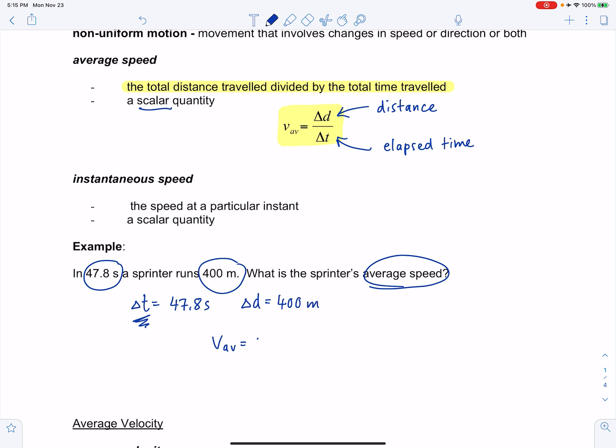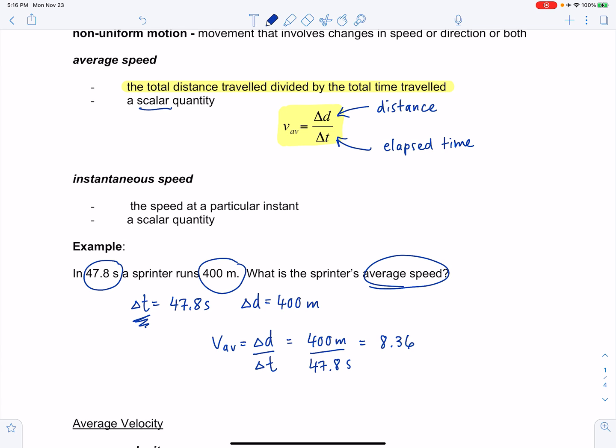So average speed is equal to distance divided by elapsed time. We can use the equation up above for speed, and we can sub and solve these values in. The distance is 400 meters, and the elapsed time is 47.8 seconds. If you punch this into your calculator, 400 divided by 47.8, you should get 8.36.